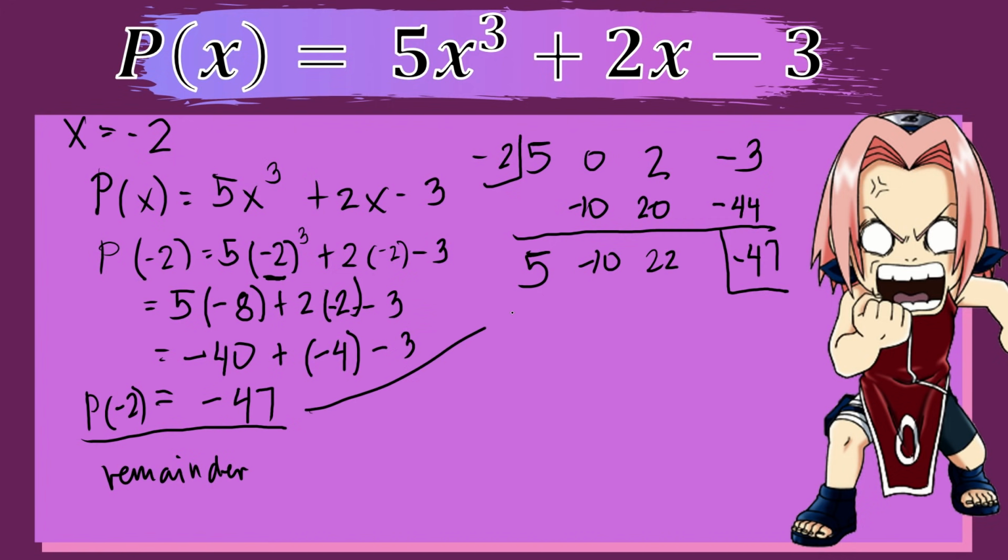So we now have the same answer, negative 47. Therefore, makukuha nga daw natin yung remainder kapag divide natin yung polynomial function sa isang binomial just by substituting yung value ng x ni divisor. Okay po, whatever number yung makukuha, that is the remainder.